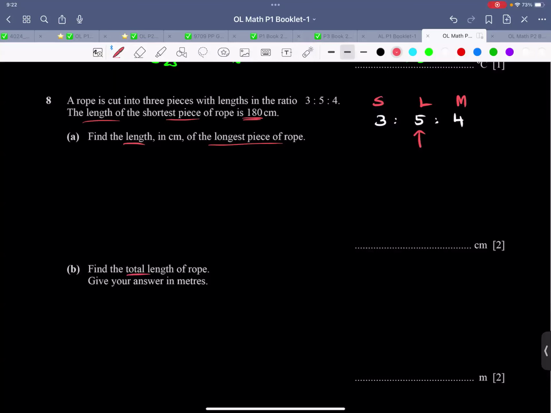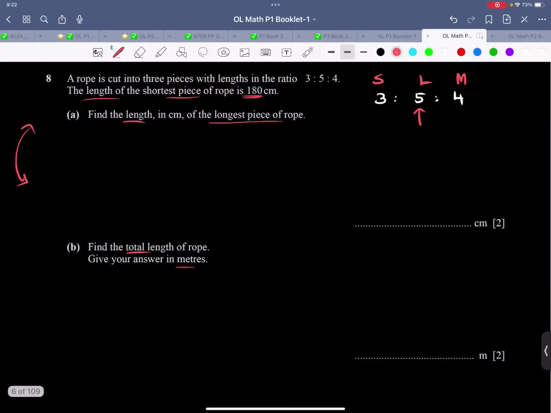Find the total length of the rope. Give your answer in meters. Now, there is a choice. Which part do you want to do first? Doesn't make a difference. So if I talk about the ratio of smallest to longest, that is 3:5.